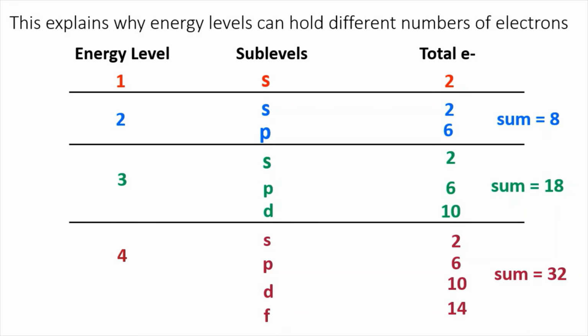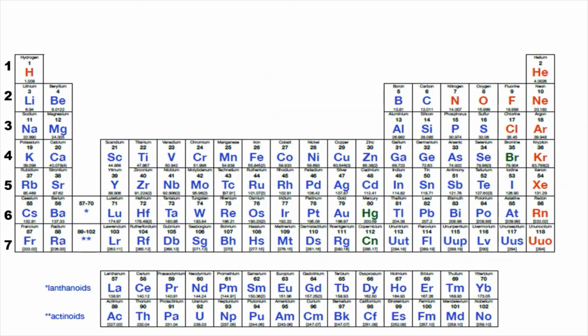So we can see that different energy levels contain different numbers of electrons because they have different numbers of sublevels in them, and each of our sublevels can hold a different amount of electrons as well. Now we can use the periodic table as a guide or a cheat sheet when we're trying to remember how many electrons fit in the different sublevels.